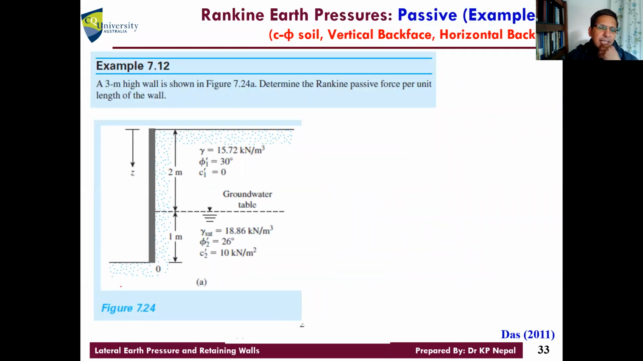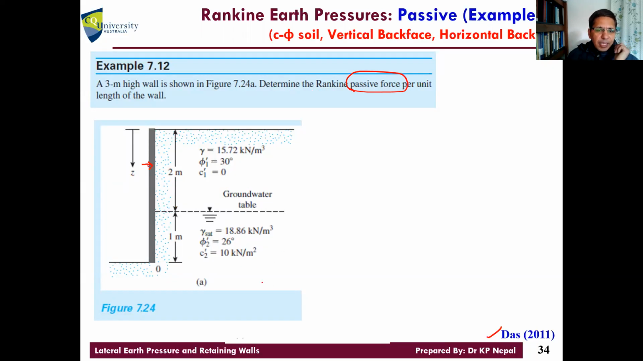Okay, let's do it now. Example 7. I also took this from Das's book. So look at this. A 3-meter high wall is shown in this figure. There is a water table at 1 meter out of 3 meters. Determine the Rankine passive force per unit length. That means this wall moves towards the backfill, not away from the backfill in this case. All right. So exactly similar structure, similar things.